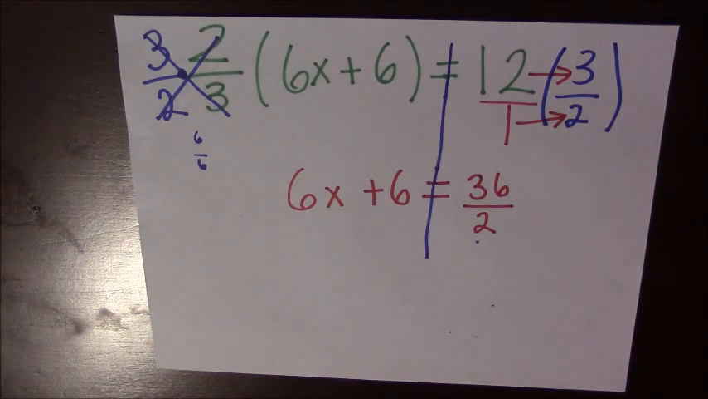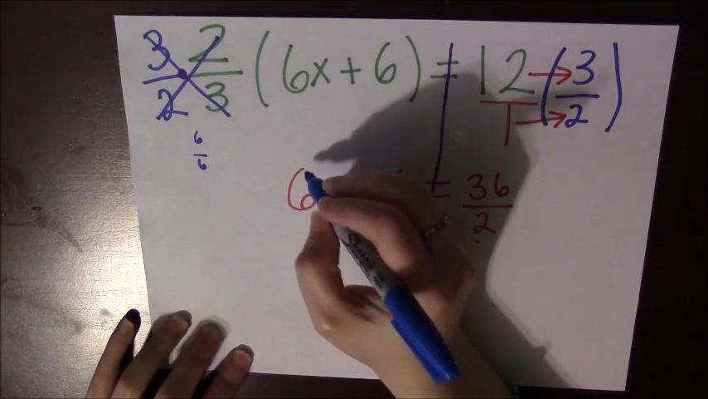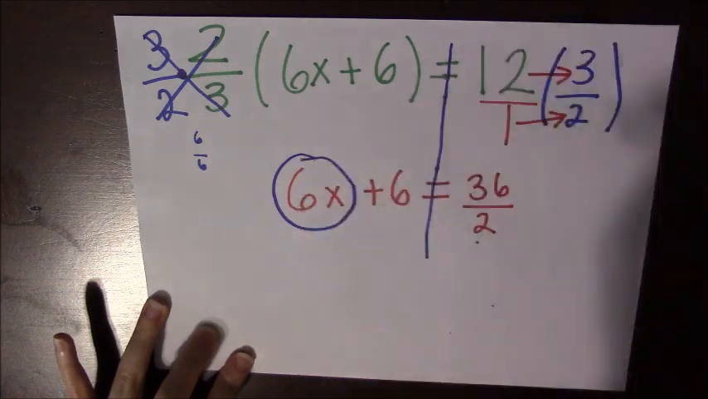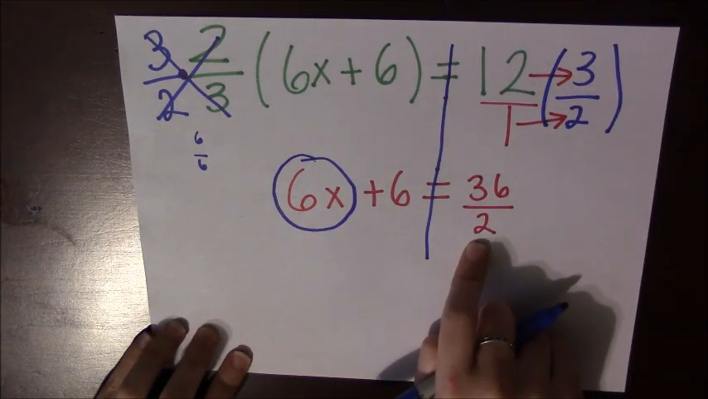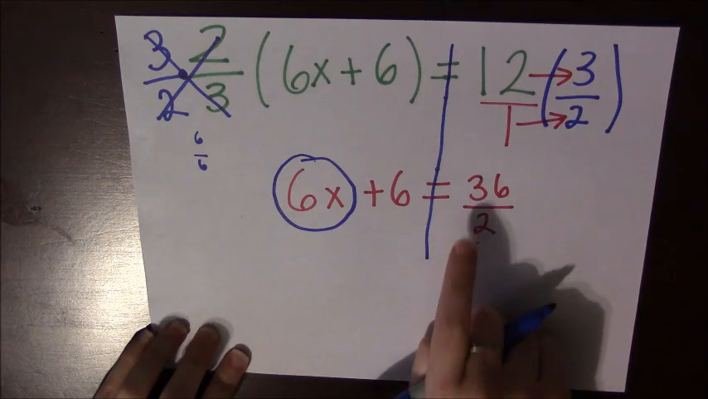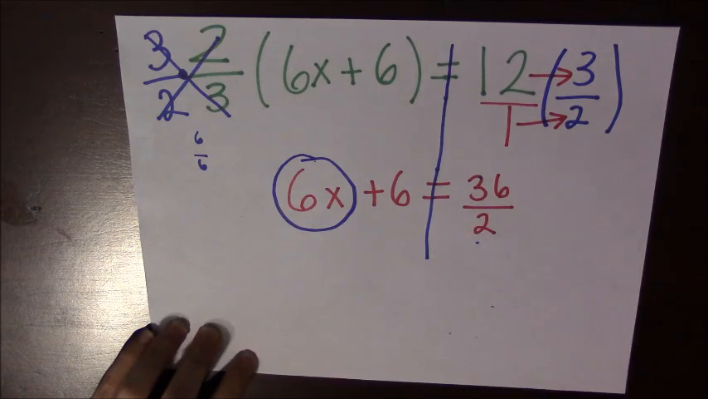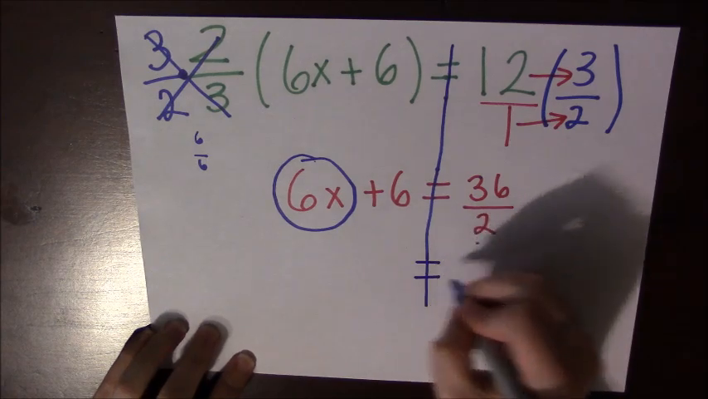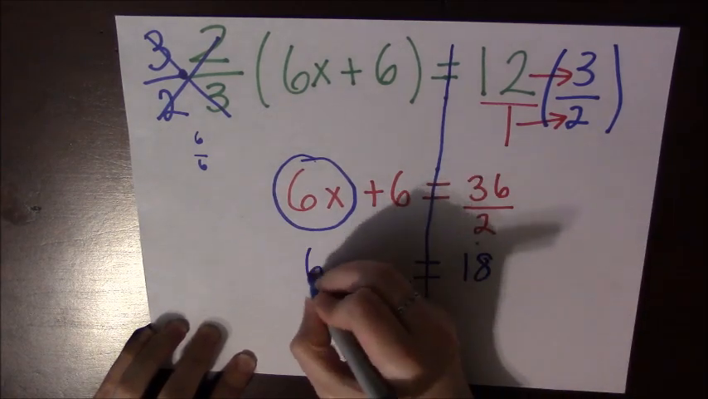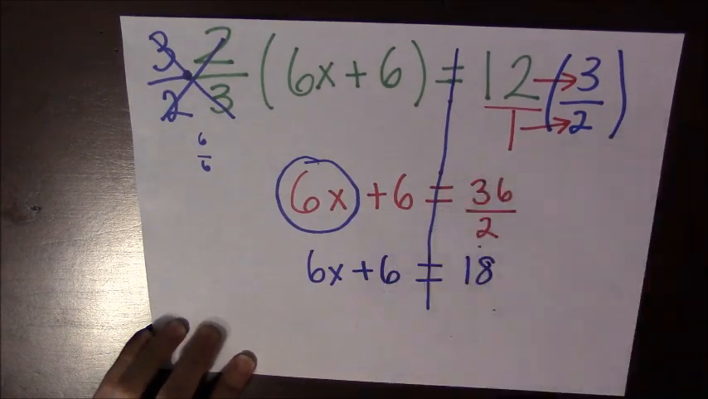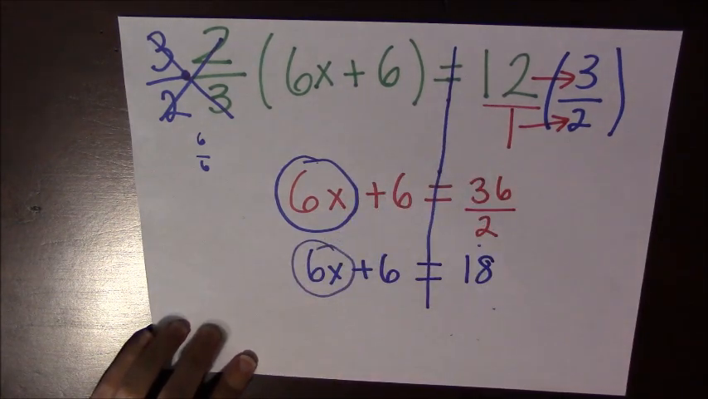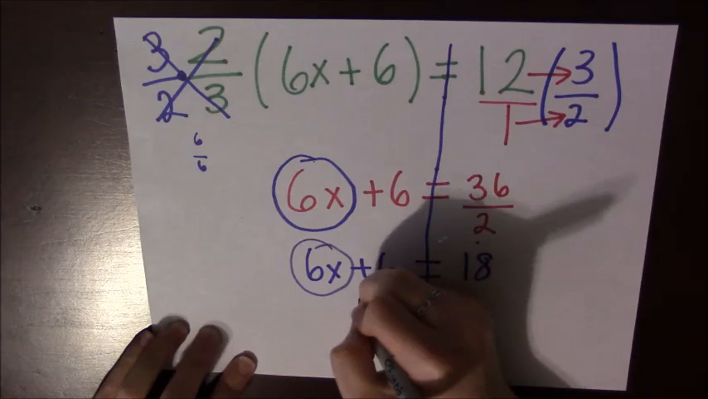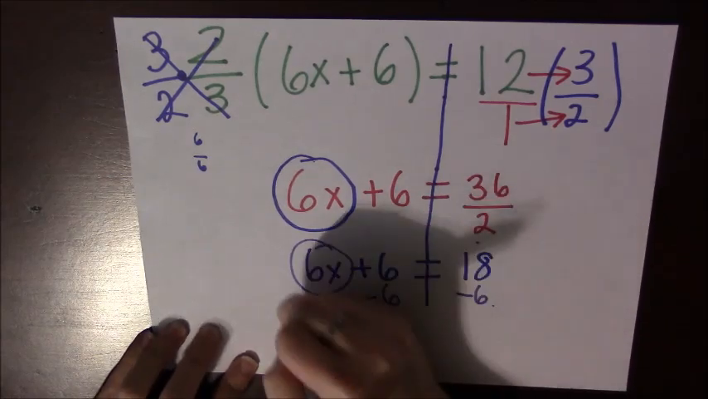Now I start with doing my variable and coefficient, circling it, and I already have my river, so I don't have to worry about that. But look, I have a fraction here too. I can simplify this. What is 36 divided by 2? It is 18. So I can change that to 18. So 6x plus 6 equals 18. Again, circle my variable and coefficient. How do I get rid of plus 6? Minus 6 from both sides.